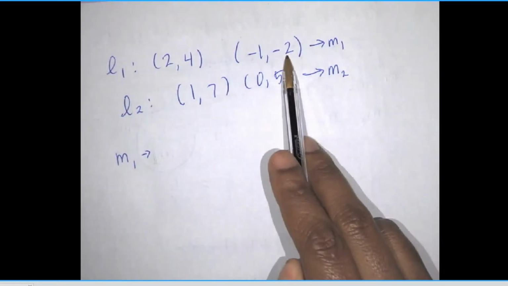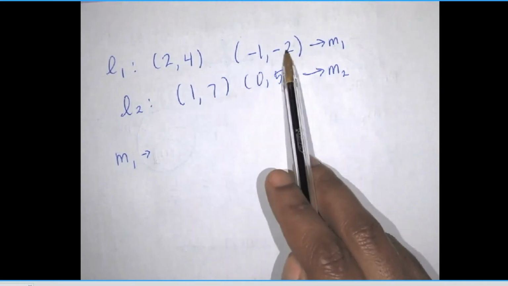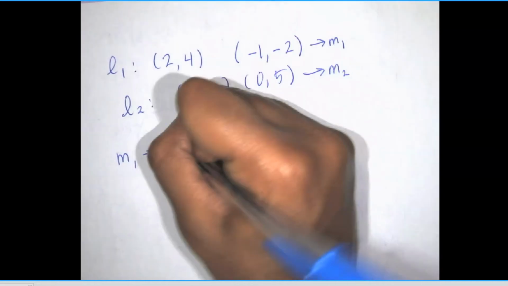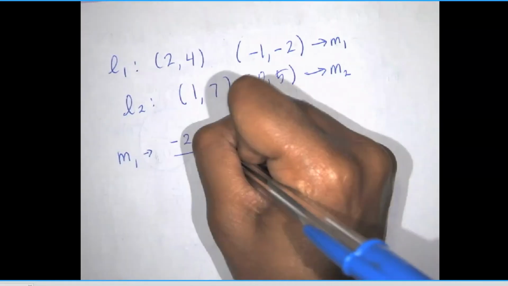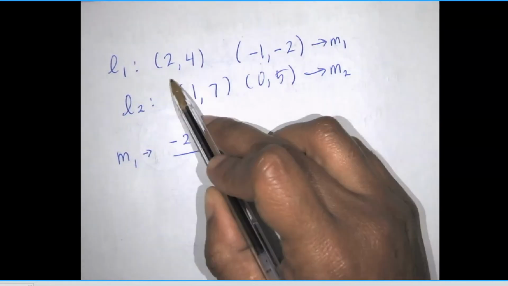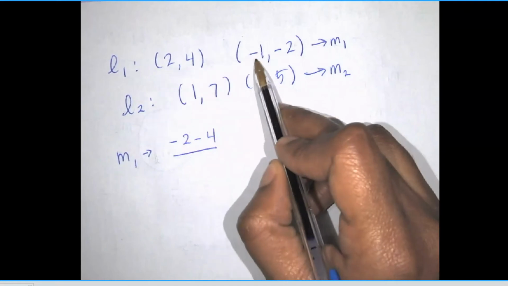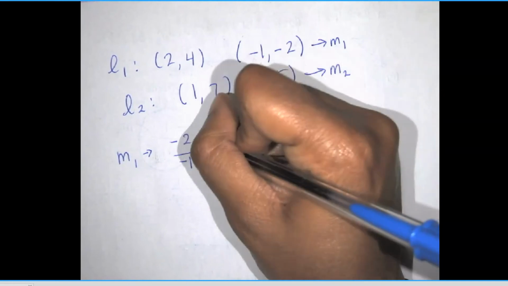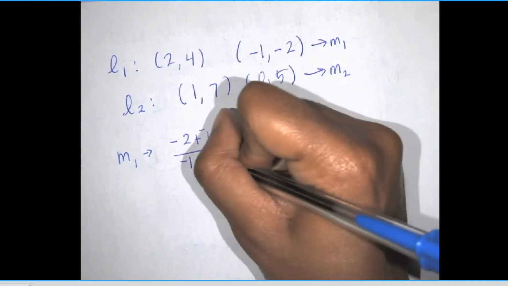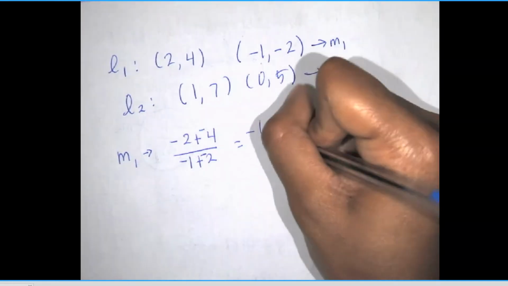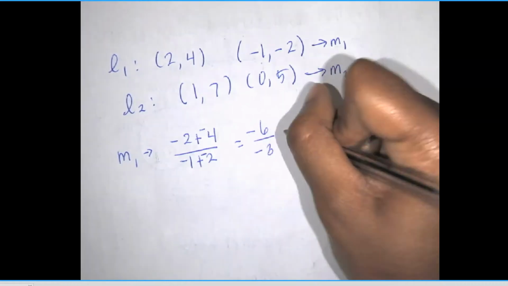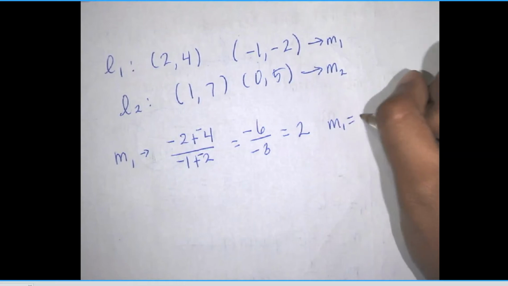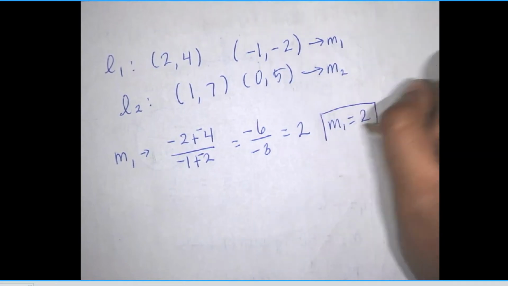But again, we're doing y2 minus y1. So I'm going to do negative 2. That's what I mean by I say the numbers. Negative 2 minus 4 is in the numerator. I'm doing x2 minus x1, so negative 1 minus 2. And notice I'm going to change to a plus, bump back, change to a plus, bump back. So this is negative 6 over negative 3, which is positive 2. So M1 is equal to 2, positive.